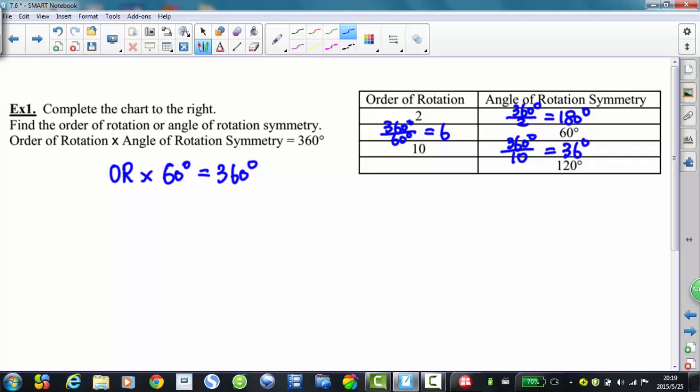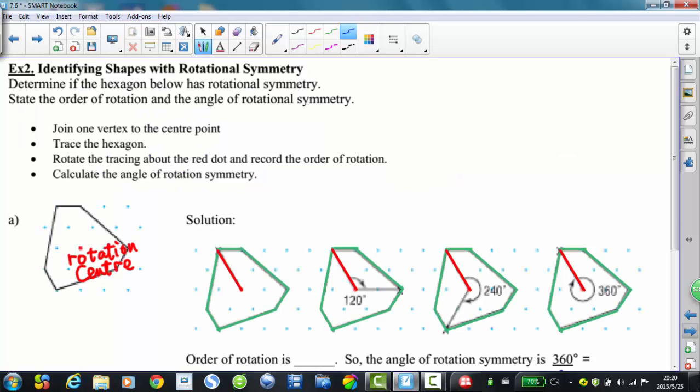So the order of rotation will be 360 degrees divided by 120 degrees. So it's 3. So in one complete rotation, the shape can coincide with itself 3 times. Let's look at an example to identify shapes with rotational symmetry.